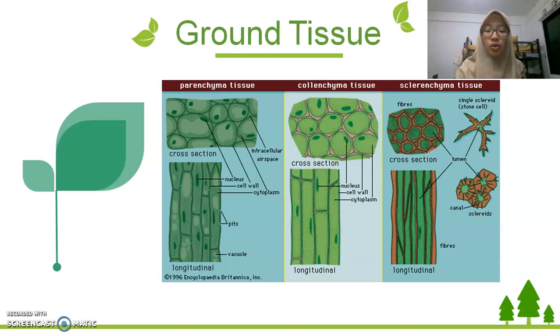The ground tissue towards the interior of the vascular tissue in a stem or root is known as pith, while the layer of tissue between the vascular tissue and the epidermis is known as the cortex.